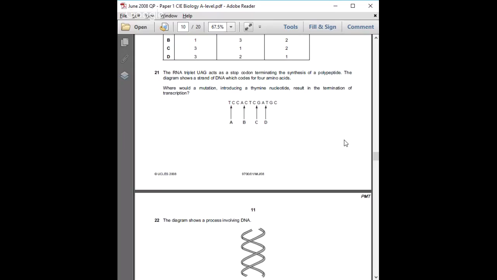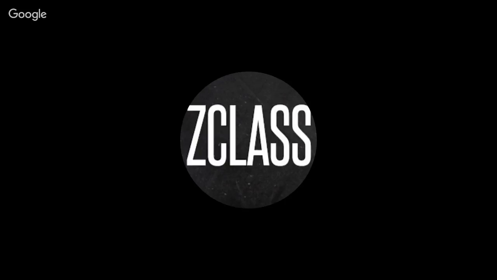And just quickly talk me through the reasoning behind that. So the RNA codon UAG is complementary to the DNA triplet code ATC. Sure. And so if T is inserted at B, you'll get TCC ATC.